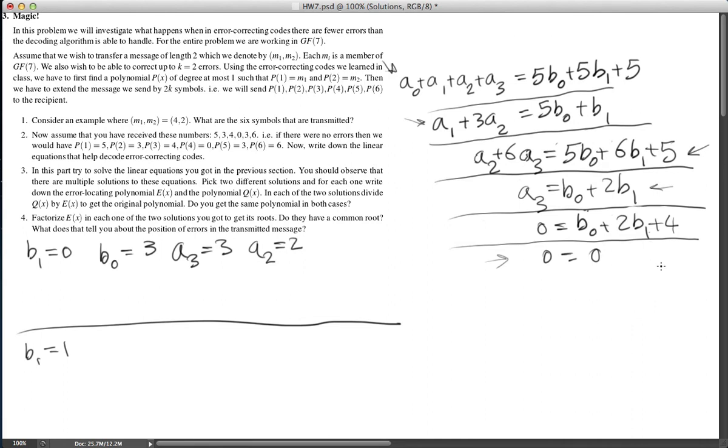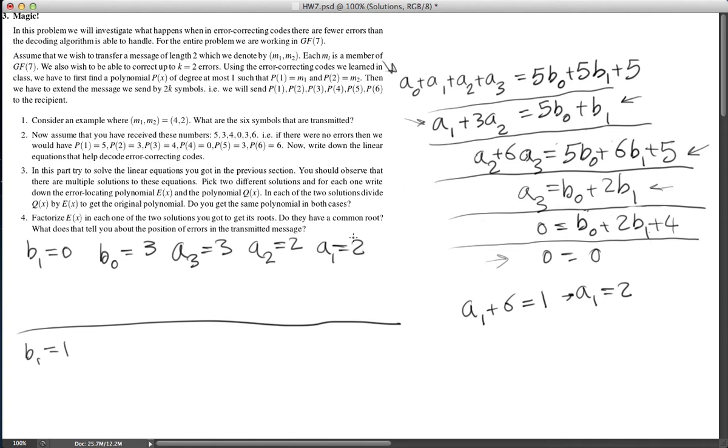Okay, now you plug all the values into this equation to get the value for a1. What do we have here? We have a1 plus, what is 3 times a2? It's just 6, equals 5 times b0, which is 5 times 3, which is 1, and then there is no b1. Okay, so this is saying that a1 is equal to 2.